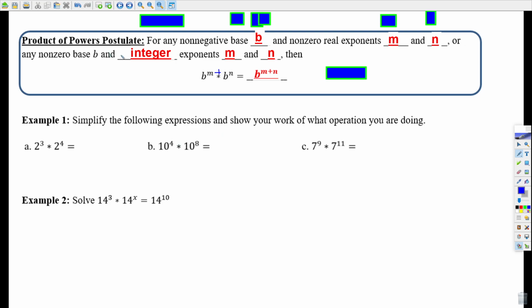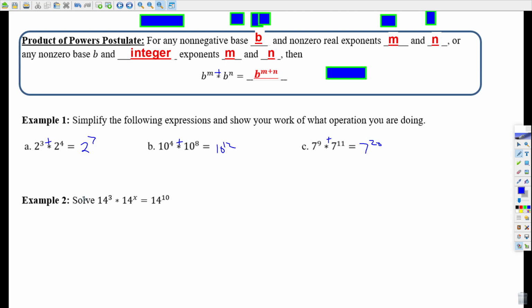So we'll try some examples with numbers. Simplify the following expressions and show your work of what operation you're doing. What we're doing here is adding the exponents. So we have 2 to the third times 2 to the fourth. You keep the 2. You do not multiply the 2's together, and you add the exponents: 2 to the seventh. Now, we could put 2 to the seventh in the calculator and keep going, but I just want to practice the property right now. Later, you'll be required to actually simplify it completely. Then 10's here, we just add these. You get 10 to the 12th. 7's here, put them together, you get 7 to the 9 plus 11, which is 20.